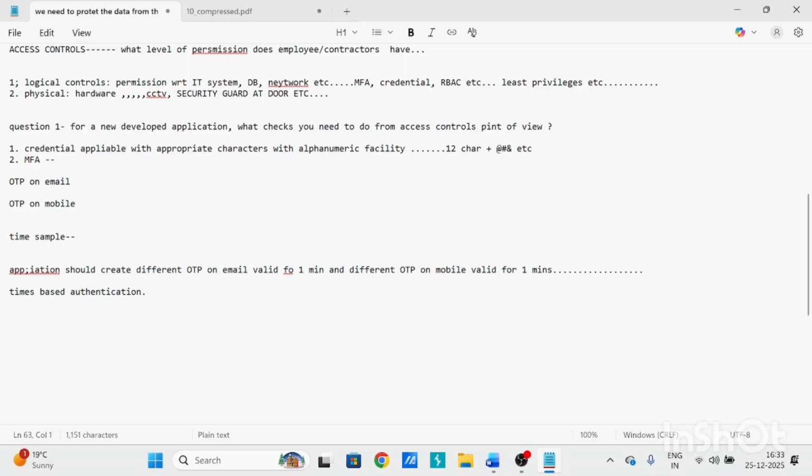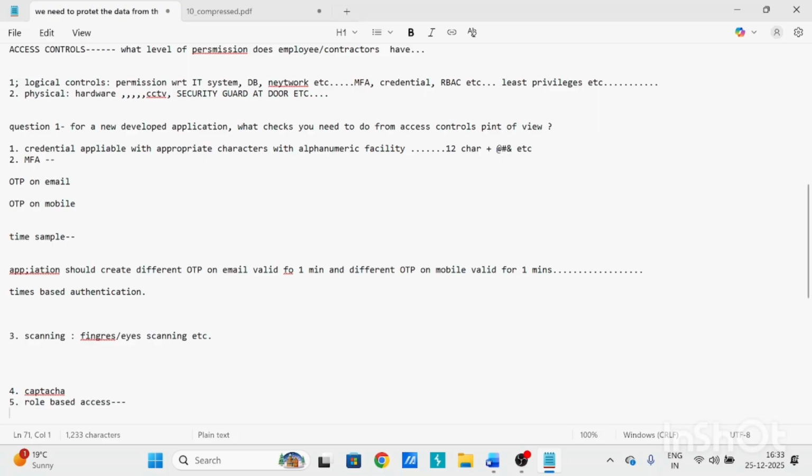Moving to the next one, the scanning part. Many organizations prefer fingerprint or eye scanning. Fourth one is the captcha part. Fifth is very important, which is role-based access.